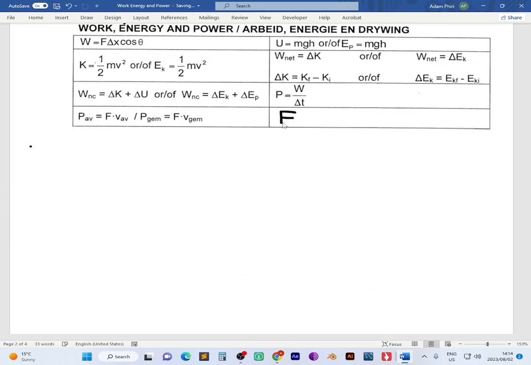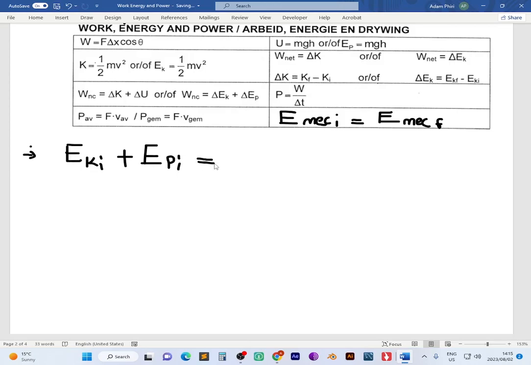So you need to know that mechanical energy initial is equal to mechanical energy final. With that in mind, you can go on and solve the problem. So that's how it works. Mechanical energy comprises kinetic energy and potential energy, which is stored energy.